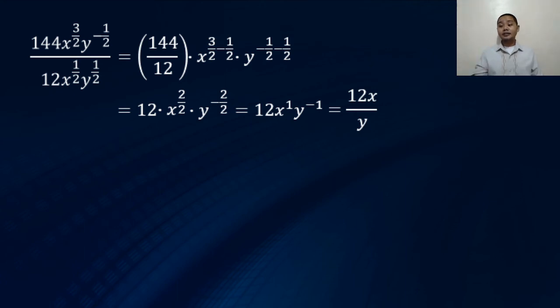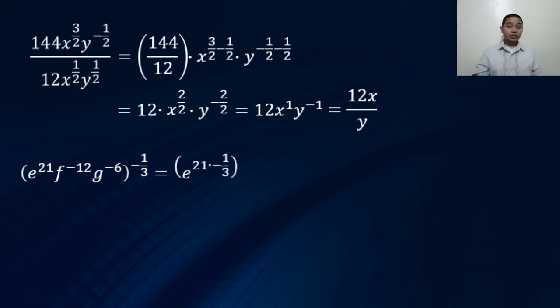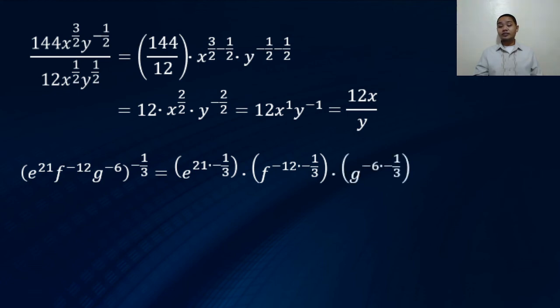Last example na tayo. The quantity of e raised to 21, f raised to negative 12, g raised to negative 6, raised to negative 1/3. So, ang gagawin ko niyan dito is i-apply ko na agad yung product to power rule. Ibig sabihin, sa bawat factor, i-raise natin sila ng negative 1/3. So, yung e raised to 21, i-raise natin ng negative 1/3. Yung f raised to negative 12, i-raise natin ng negative 1/3. Same thing with g raised to negative 6.